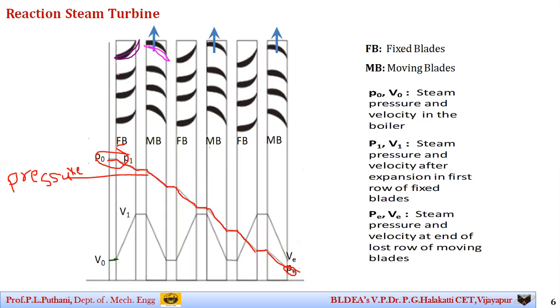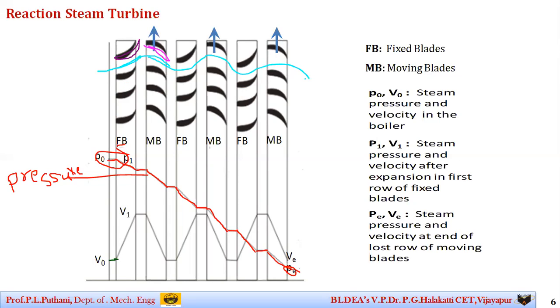As a result, when the steam passes first through the fixed blades, it moves upwards with an increase in velocity, and again it passes through the moving blades, decreasing the velocity with the reaction force developed, and it passes again to the next set of fixed blades, moving blades, fixed blades, moving blades, and this process goes on continuing.